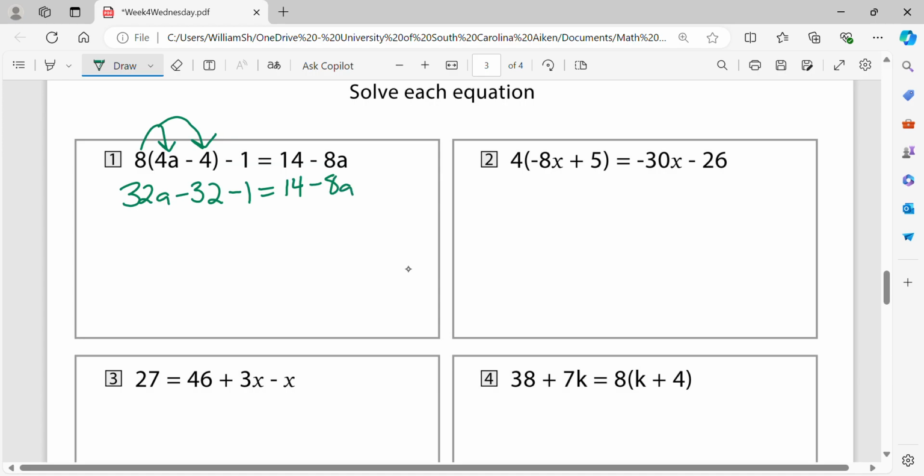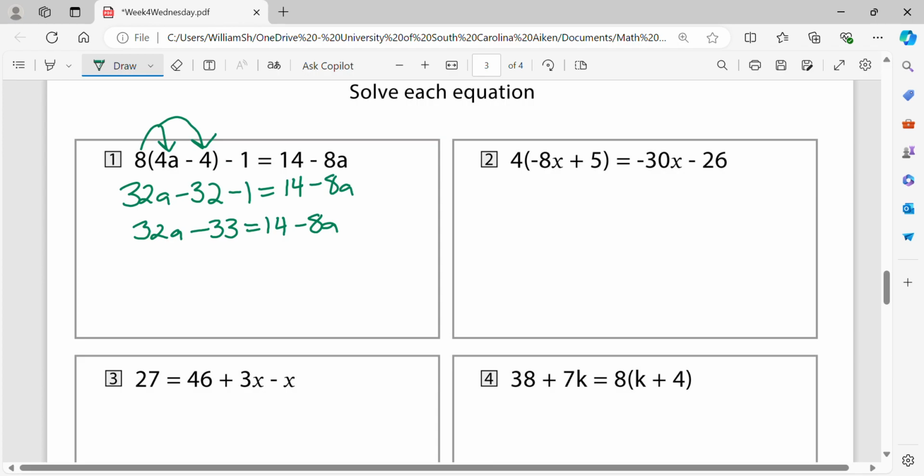I have another step that I need to go to simplify this left-hand side of the equation. So I have 32a. The minus 32 and the minus 1 we can combine together to get a minus 33. And that equals 14 minus 8a. Now we have a's on both sides of the equation. a is our variable.